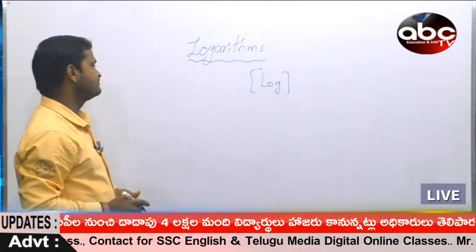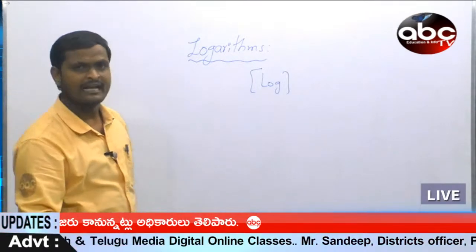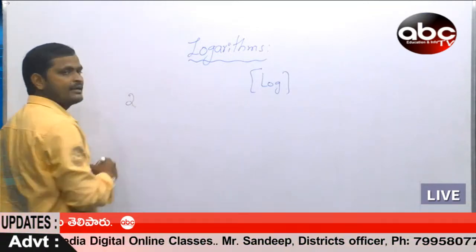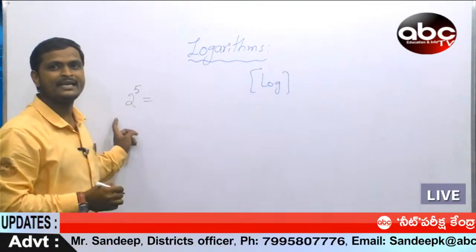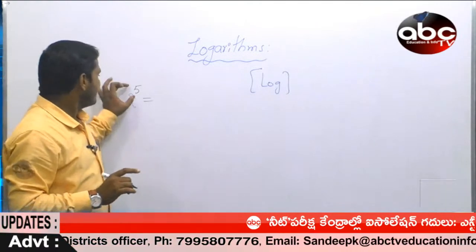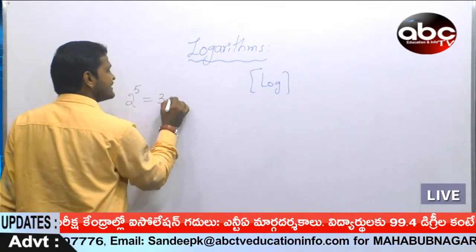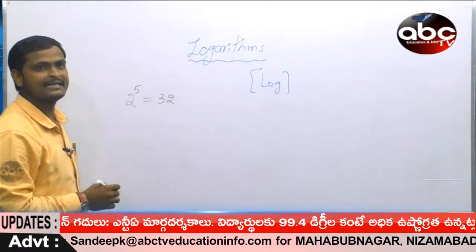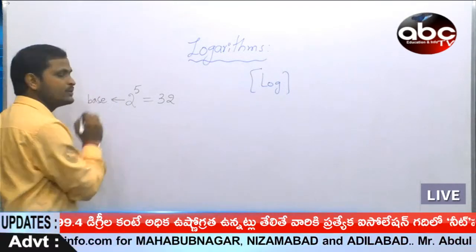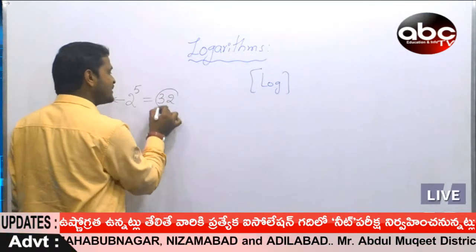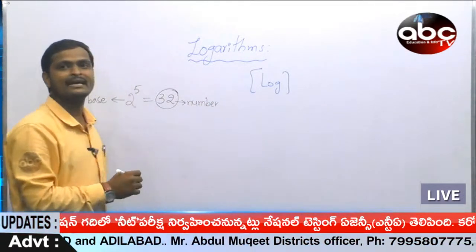See one example. Students, already know, for suppose, 2 power 5. What is the answer for 2 power 5? What is the meaning? 2 power 5 is nothing but 2 multiplied 5 times. Right? Then we get 32. Then here, already know students, here 2 is called the base. Then here 32. What is 32? It is a real number.